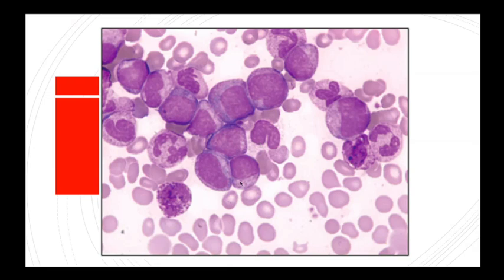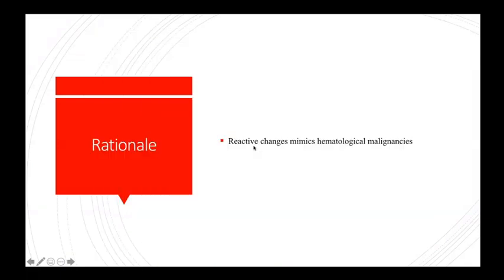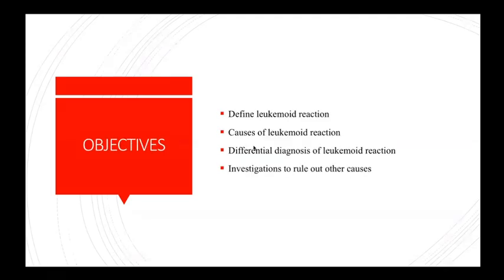This is a smear showing basophils and blast cells with metamyelocytes and myelocytes. So the first case scenario was of a leukemoid reaction, which I have discussed, and the second case was of CML, which could be differentiated from leukemoid reaction by the presence of basophils and blasts. The rationale behind this class is that reactive changes mimic hematological malignancies. The objectives of this class are to define leukemoid reaction, its causes, differential diagnosis, and investigations to rule out other causes.